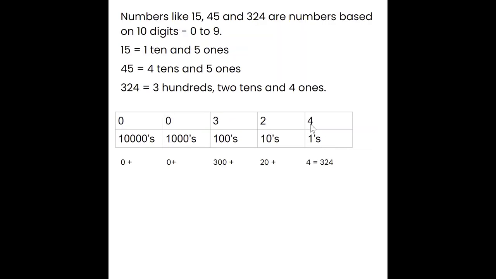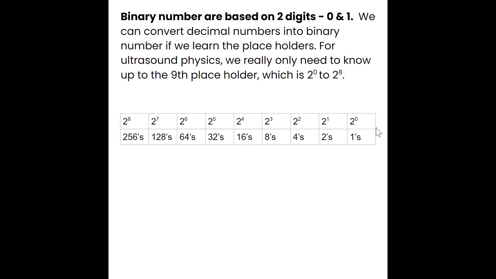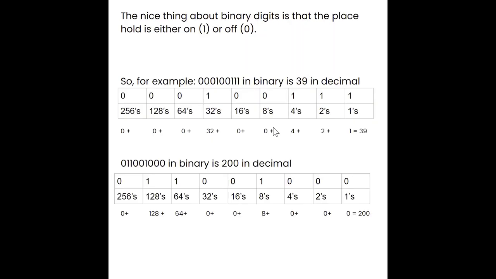And remember, with our decimal numbers, for each placeholder, we raised 10 to a power, and then we had 10 options that we could express that placeholder with, 0 to 9. With binary, we raise 2 to each power to create its placeholders, but then we can only represent each placeholder with 2 digits, a 0 or a 1. So really, once you know what your placeholders are in binary, you can either have that number available or you don't. It's a 0, not available, 1, available.